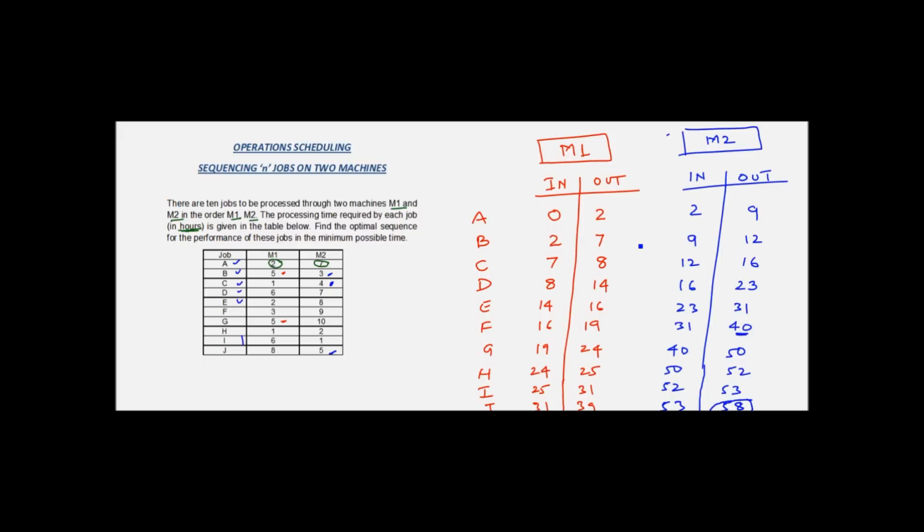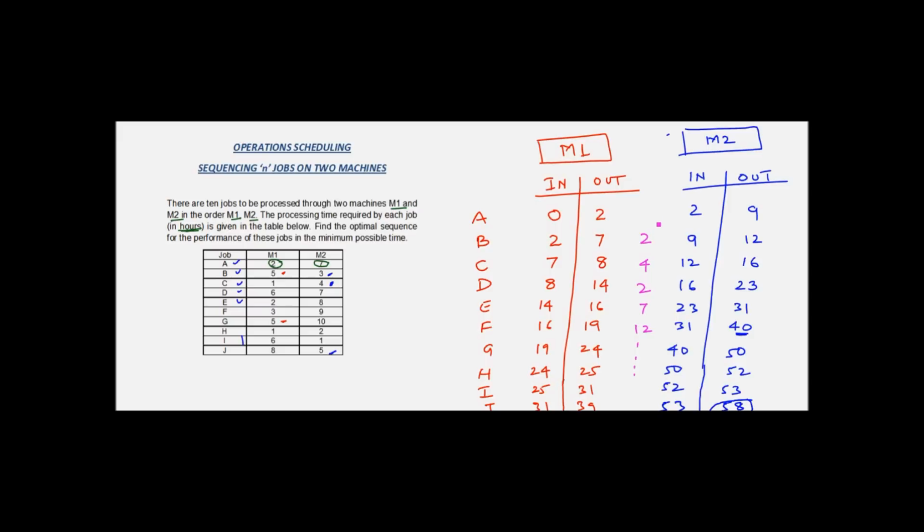Now the point to be noted is that there is a wait time for some of these jobs while moving from M1 to M2. For example, job B is waiting for 2 hours, that is 9 minus 7. Job C is waiting for 4 hours. Job D is waiting for 2 hours. Job E is waiting for 23 minus 16, which is 7 hours. F is waiting for 31 minus 19, which is 12 hours, and so on.